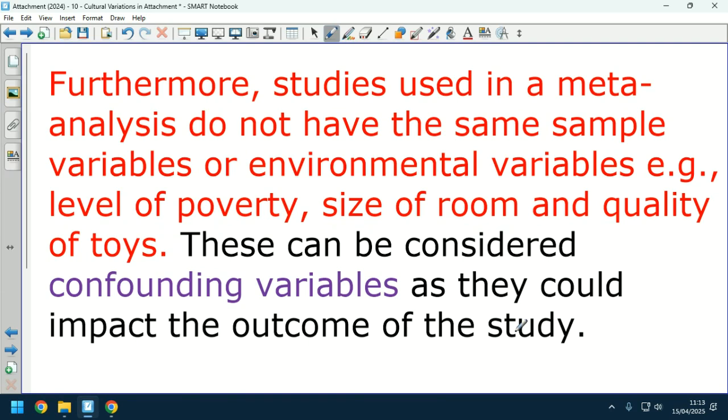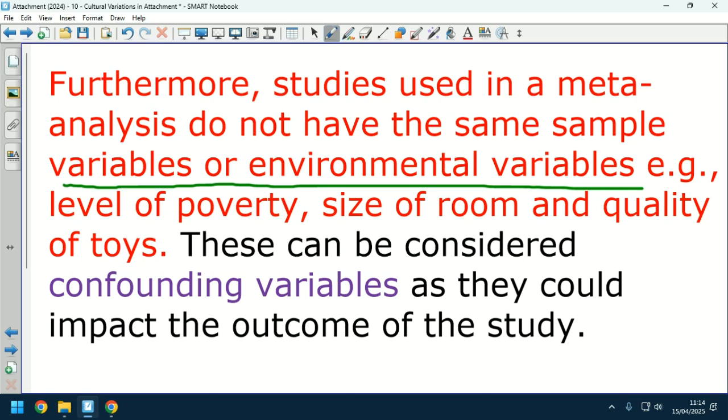Now, I've added to this particular point that we know that these particular studies that were used in the meta-analysis all use the strange situation, but they do not have the same variables or environment. Okay, and so that is quite important. We saw in that particular clip that they were preparing food. In the original Ainsworth strange situation, they had toys to play with in a comfortable environment.